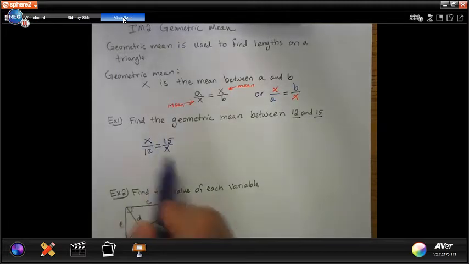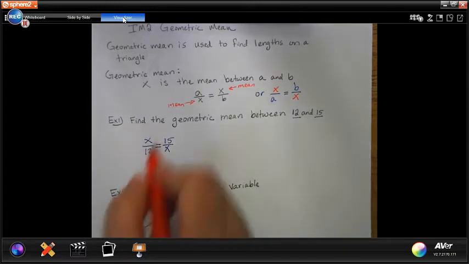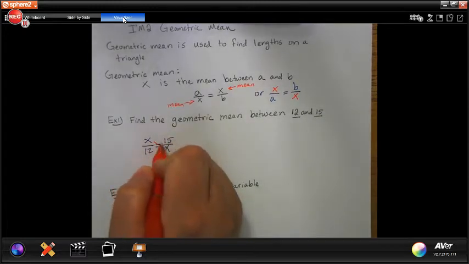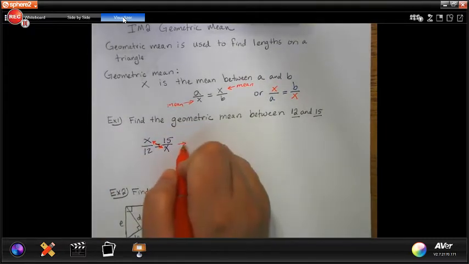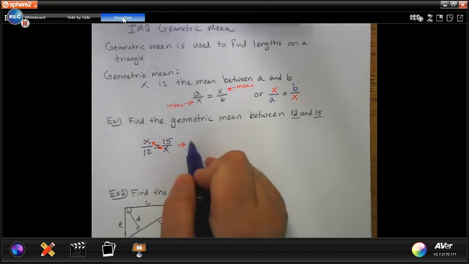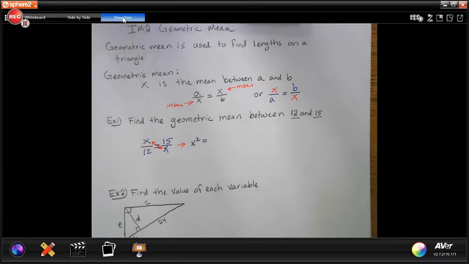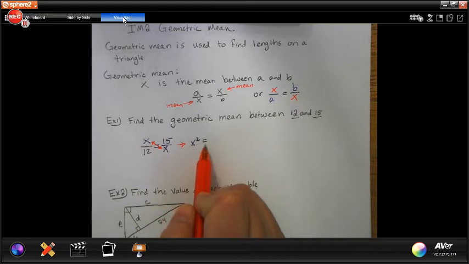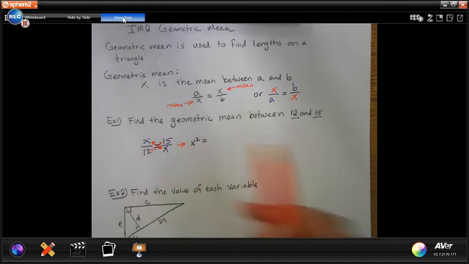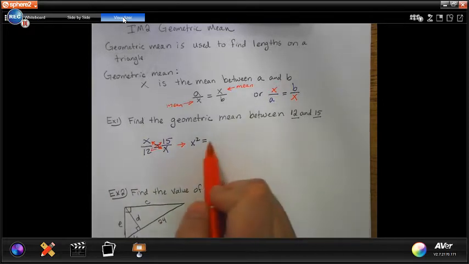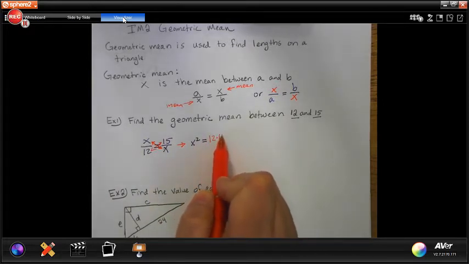So this is your equation. Then you do the cross multiply. Cross multiply means you're going to multiply diagonally across. So X multiplies by X, and you get X squared. Then you put an equal sign, because once we cross multiply, there are no fractions. So X squared equals, and then we have 12 times 15. We multiply diagonally.